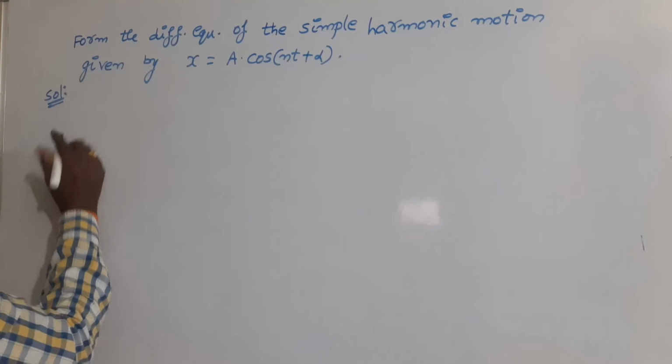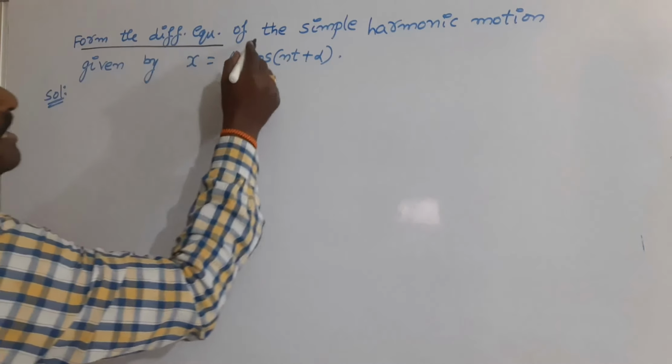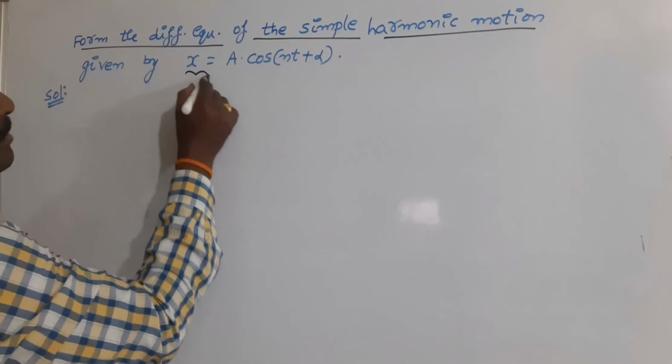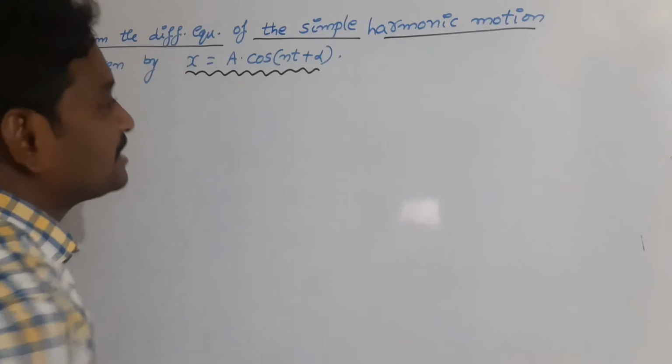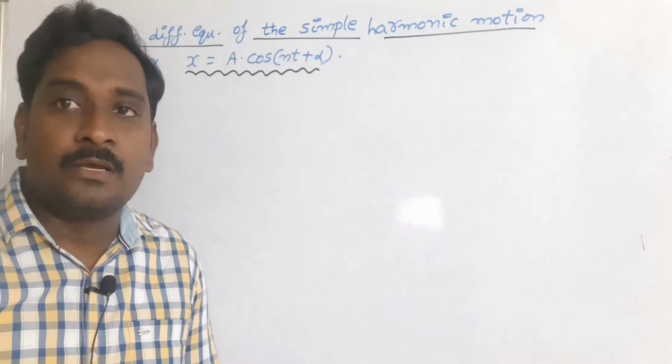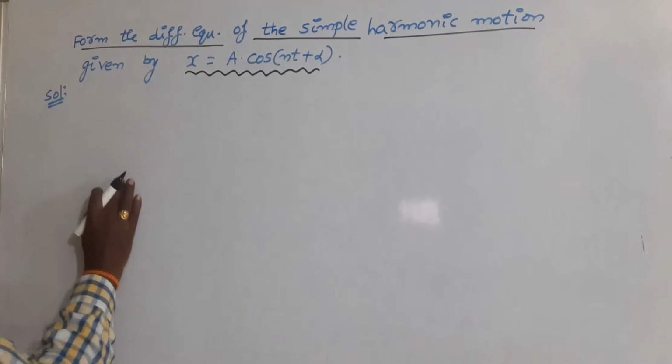See the next example. Form the differential equation of the simple harmonic motion which is given by x is equal to a into cos of nt plus alpha. This equation is called simple harmonic motion of a particle. Okay, so this is a very important one.